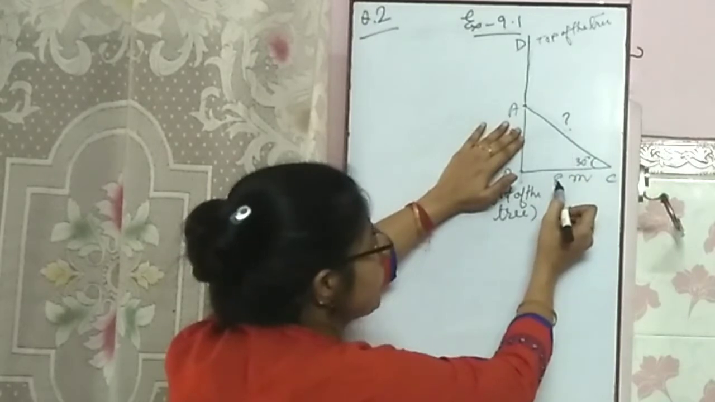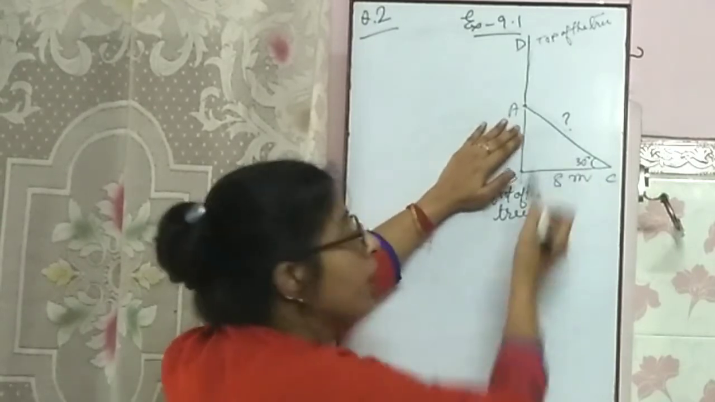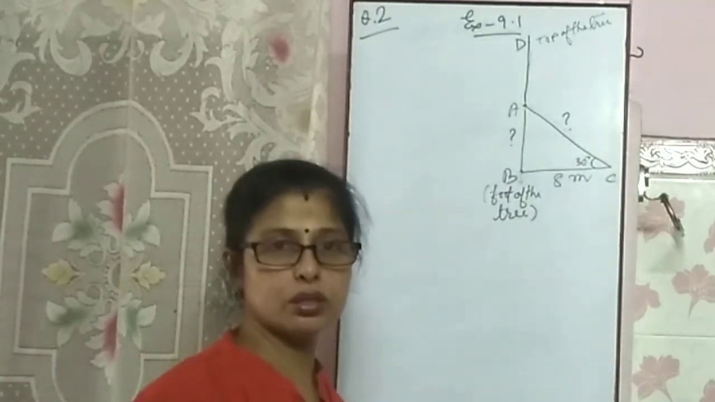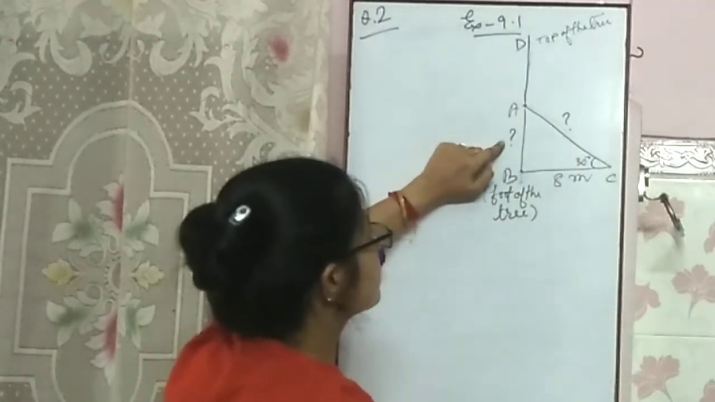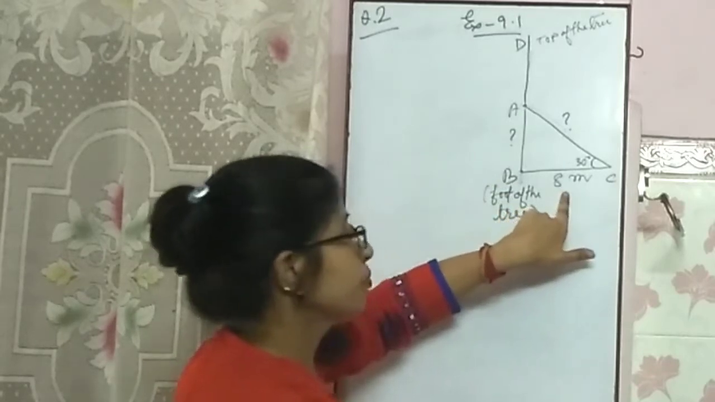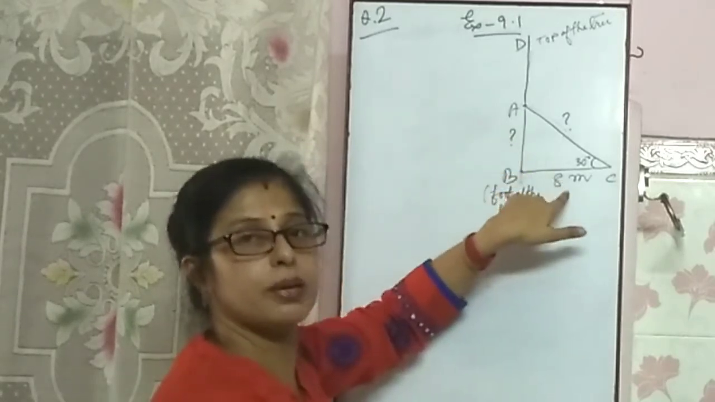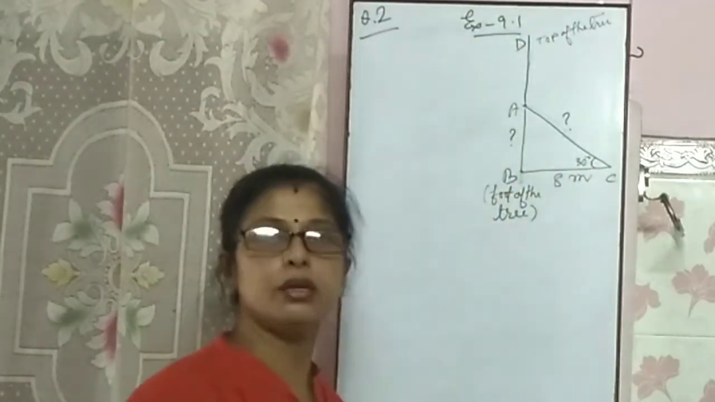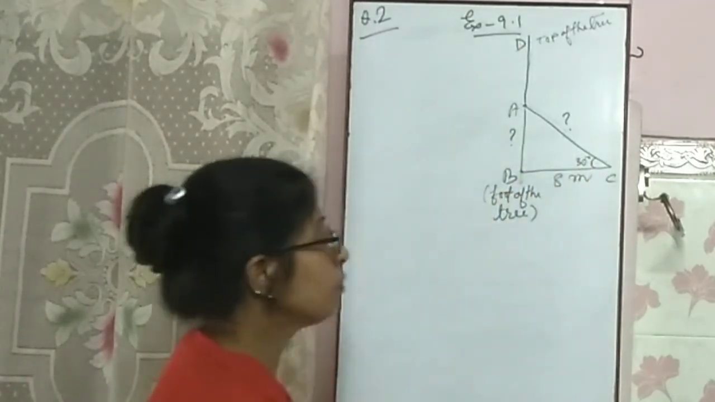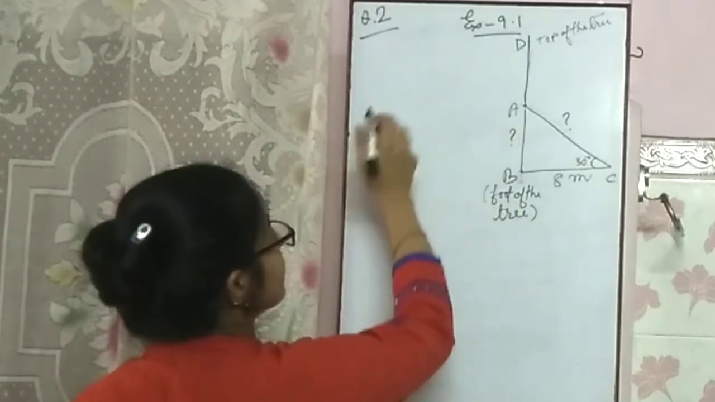Say we are finding AC. So this is base and this is hypotenuse. Base by hypotenuse means cos. So cos 30 will be used. Secondly, when you are finding this AB, AB by BC you take perpendicular by base. That means tan 30 has to be used. So we have to use two formulas. One is cos 30, other is tan 30.